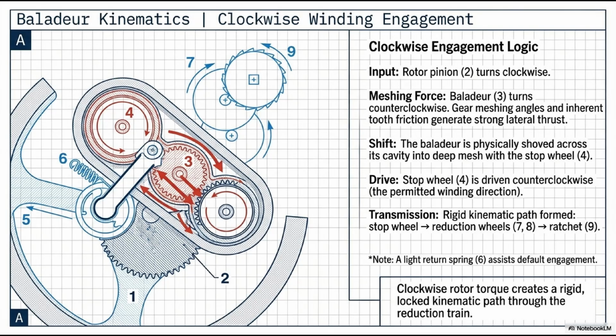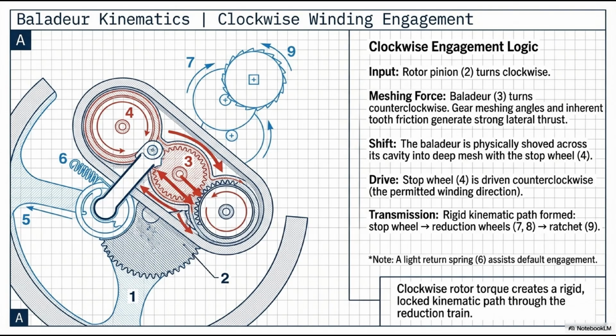Let's analyze the Balladur kinematics during clockwise winding engagement. This is the active stroke. Follow the red arrows. Input, the wearer's wrist flicks, and the rotor pinion, 2, turns clockwise. Meshing force, the clockwise rotor pinion forces the floating Balladur wheel, 3, to turn counterclockwise. Now, pay attention to the physics.